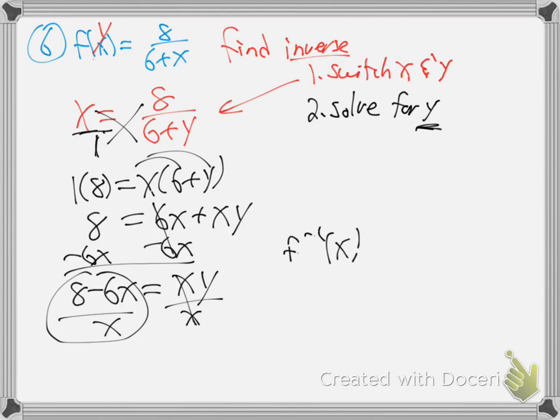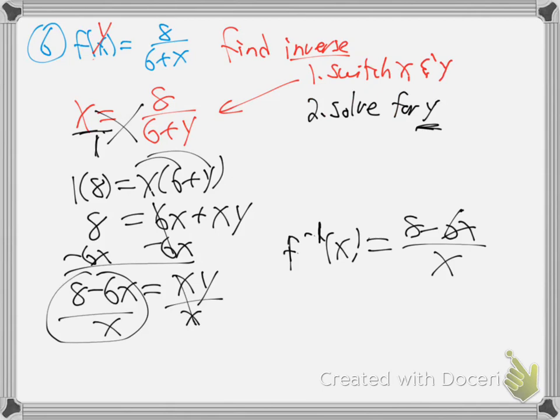So the inverse function is 8 minus 6x over x. So that's the inverse function. So now we have the original function, which was 8 over 6 plus x. And over here we have the inverse function, which is 8 minus 6x all over x.